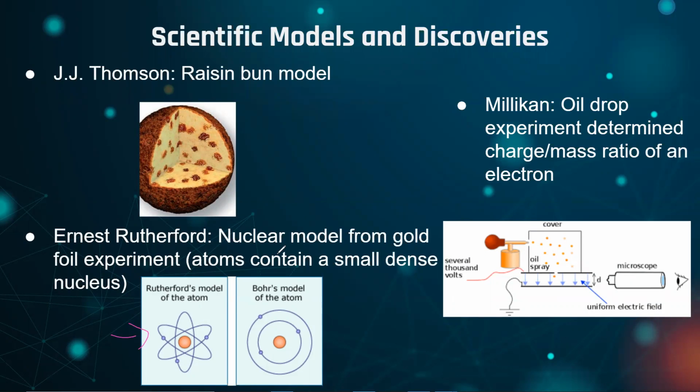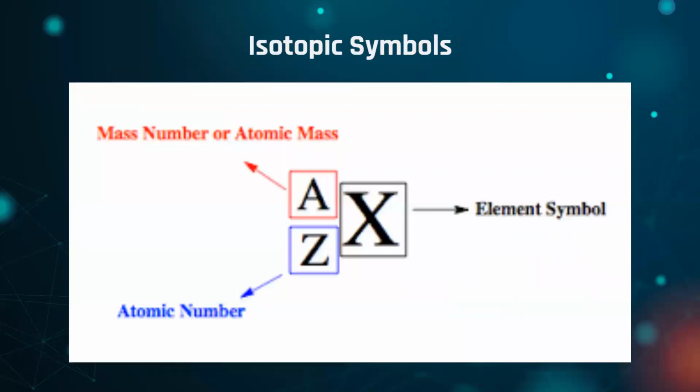It's a little bit different than the quantum model, which is the more accurate one, but you've all seen this diagram before. And then we have Bohr's, which came slightly before that, which looks a little bit flatter, but you've probably also seen that in a textbook as well. And then Millikan did an oil drop experiment that determined the charge and mass ratio of electrons to the other portions of atoms. Again, I'm not going to talk about these super in depth. If you're curious about them, you're free to look them up on your own. Isotopic symbols is something that we have to go over because you're going to see them quite a bit.